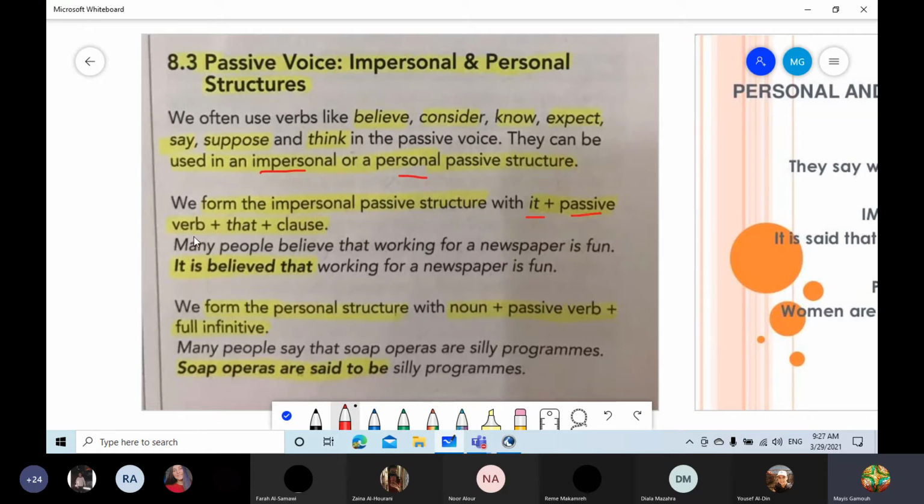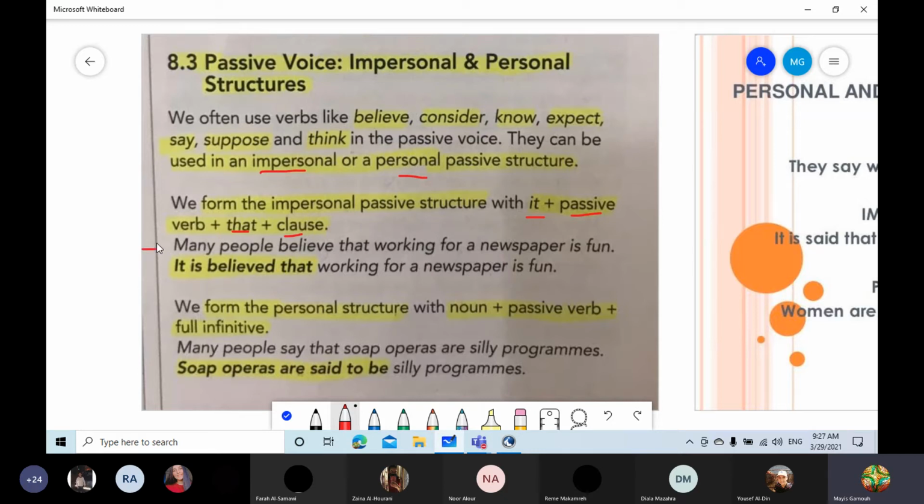I add the passive verb, which is the verb to be regarding the tense of my verb, and then I add the third form of the verb. After that, I insert the word that, and then I continue my sentence. Let's have an example in order to clarify what I am saying.